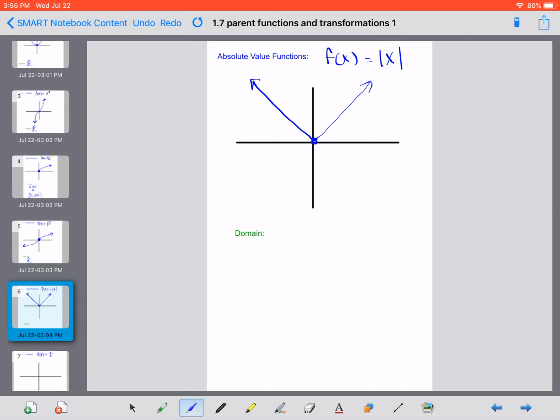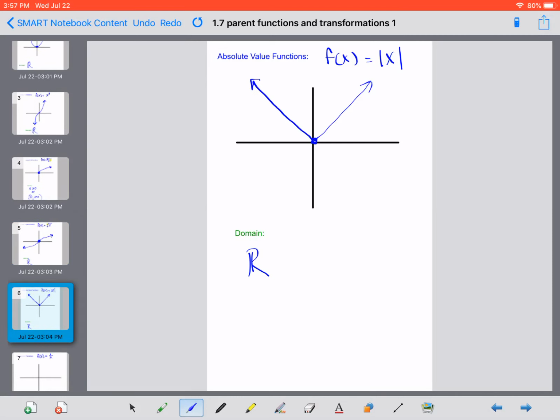But again, the domain is all real numbers because you can plug any real number that you want into this function and it'll be well defined. All you have to do is just, if it's positive, leave it alone, and if it's negative, make it positive. But no matter what you plug in, that output will be well defined.